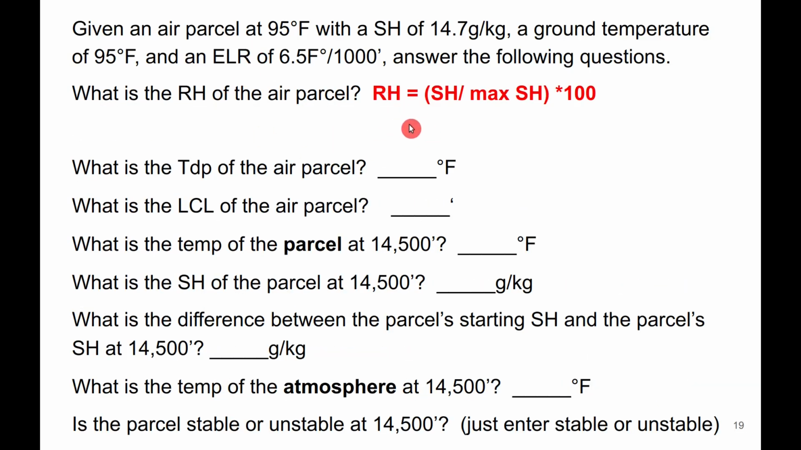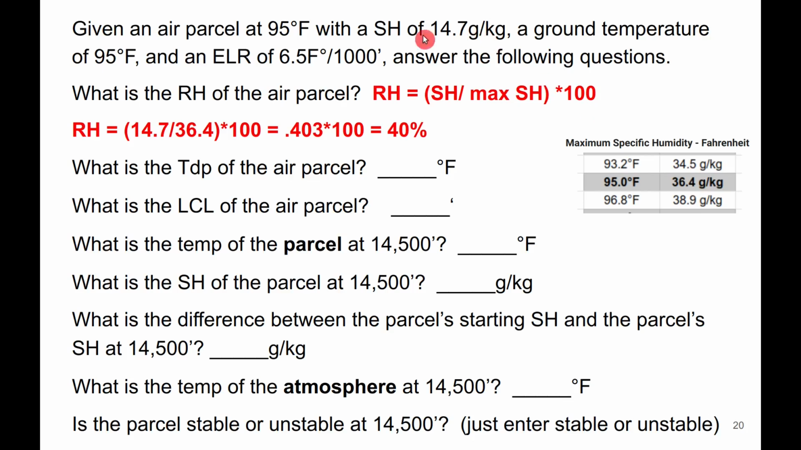The formula for relative humidity is specific humidity divided by the maximum specific humidity times 100, expressed as a percent rounded to a whole number. So let's plug in the numbers. So we know that the specific humidity is 14.7. That was given. We know the temperature is 95 degrees. Looking at the chart, 95, the maximum specific humidity is 36.4. So specific divided by max specific works out to 0.403. Multiply that by 100, round it to one digit, and we get 40% relative humidity.